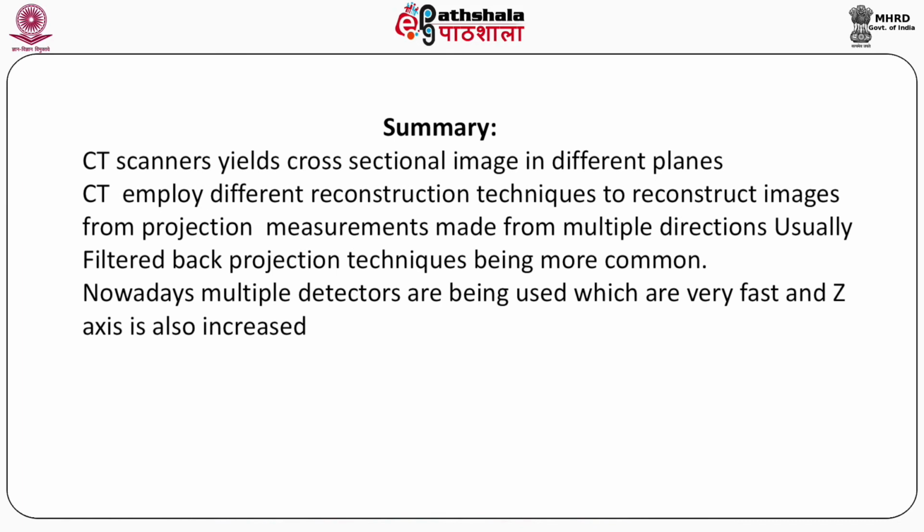The summary is that CT scanner yields a cross-sectional image in different planes. CT employs different reconstruction techniques to reconstruct the image from projection measurements made around the body, taking multiple directions. Usually filtered back projection techniques are used. Some of the CT scanners nowadays are using iterative methods. Nowadays multiple detector CTs are increasingly being used. We have 64, 128 slice, 256 slice, 312 slice CT scanners increasingly being used.